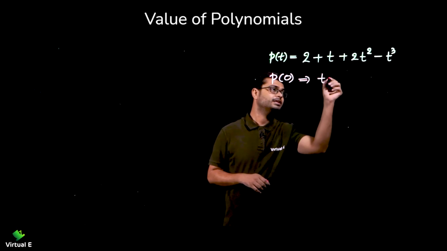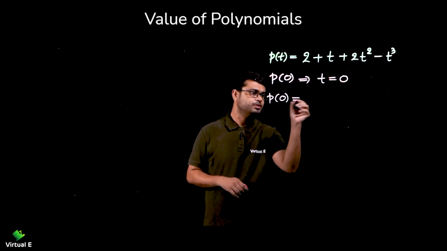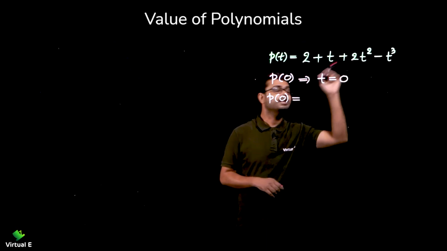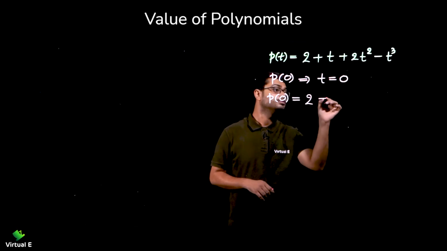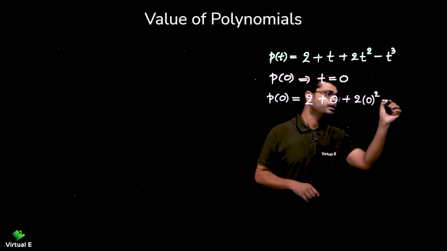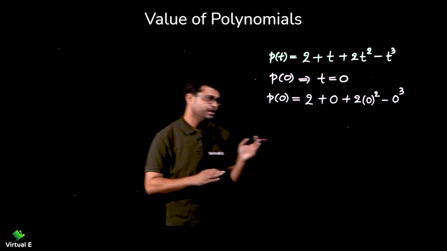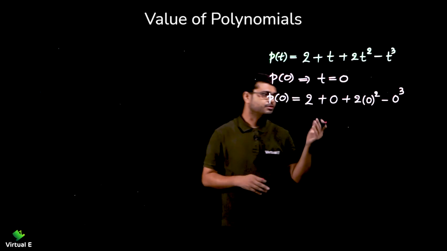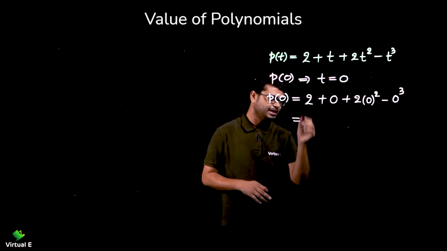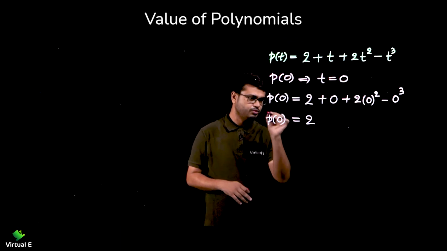So here we will take t is equal to 0. So let's start. P(0) is equal to, now t is equal to 0 means what? Everywhere where there is t, we are going to put 0. Simple. 2 plus 0 plus 2 into 0 square minus 0 cube. Now see, this is a very simple thing to solve. If anywhere it is 0, right, the answer is going to be 0 only. This term is 0, this as well and this as well. So whatever is left, that is only 2 is your answer. So value of P(0) is what? 2.